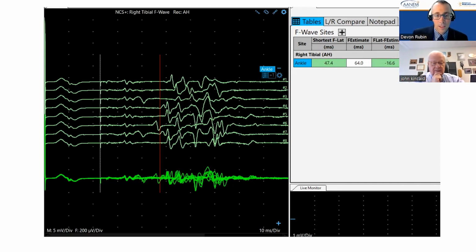Is this always abnormal, an A wave? When you see it, do you think there's some abnormality there? I think it's always abnormal.